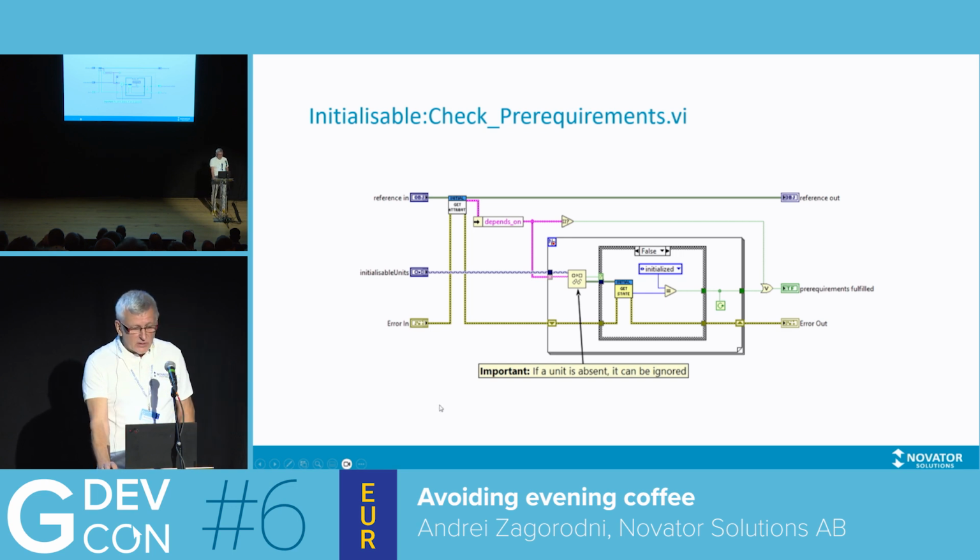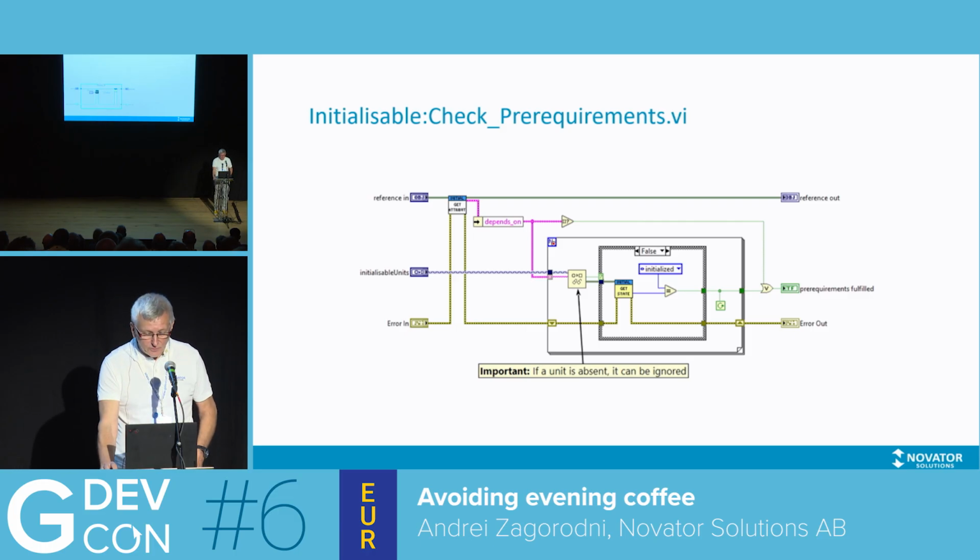If initialization of one unit is not successful, we must not start initialization of other units. Otherwise, we can wait for timeouts for a very long time. Check prerequirements. Here, we loop through the whole list of depends-on units and check their state. Such a unit must be initialized or must be absent. If it's absent, it's okay to initialize without this unit. If all of them fulfill the requirement, we can continue.